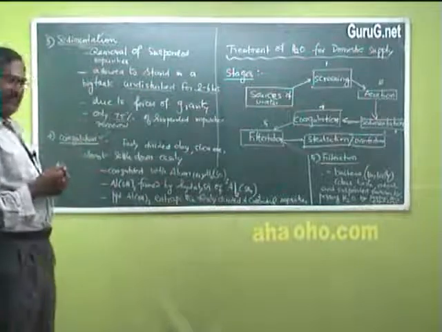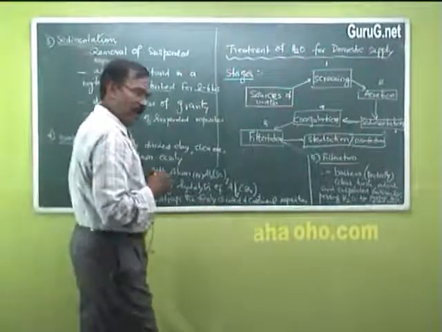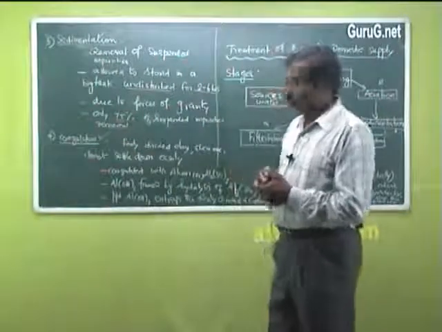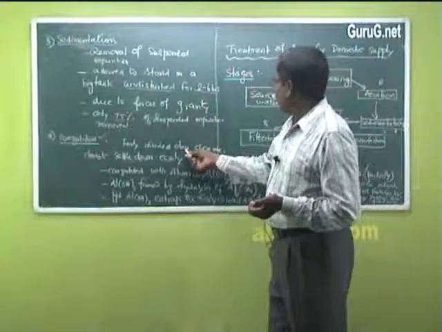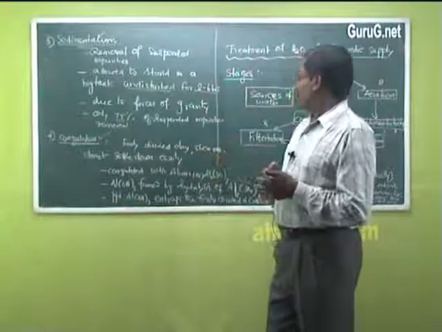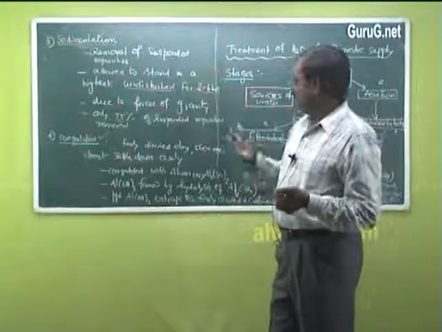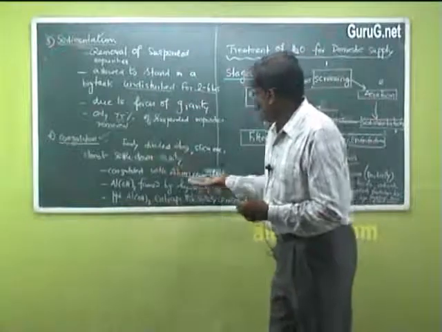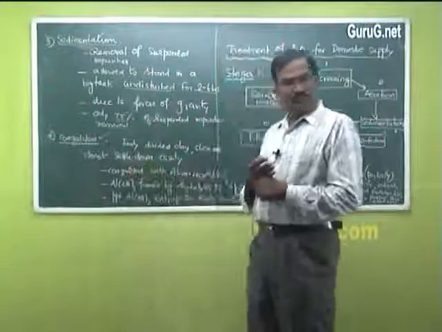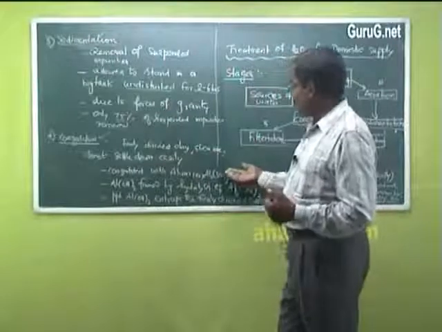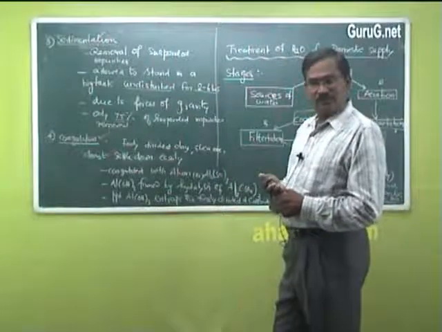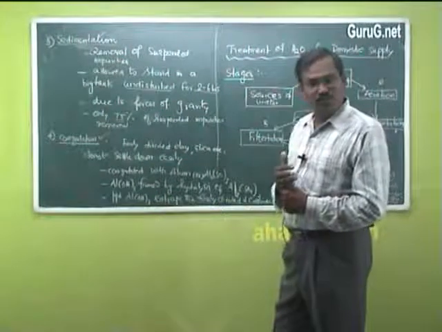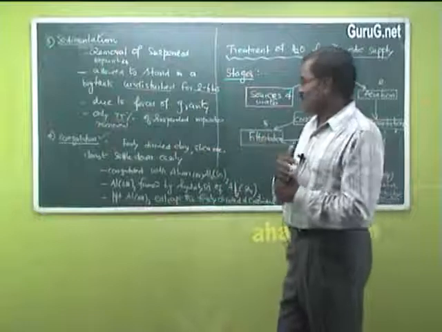Sedimentation is carried out without adding any chemicals, whereas coagulation is to remove finely divided clay and silica, which do not settle down during sedimentation. They are made to settle down by adding some coagulating agents like alum or aluminum sulfate. So these chemicals make the clay and silica settle down as a precipitate.